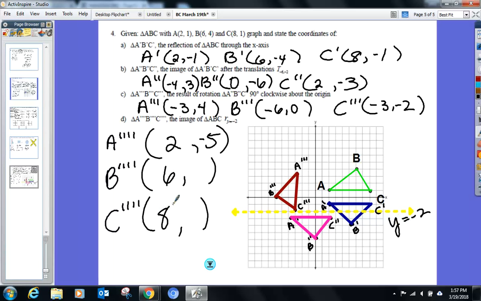And then it's 6. Oh, -8. Is that not 8? It is. Oh, okay. And then 8, -5. There you go.